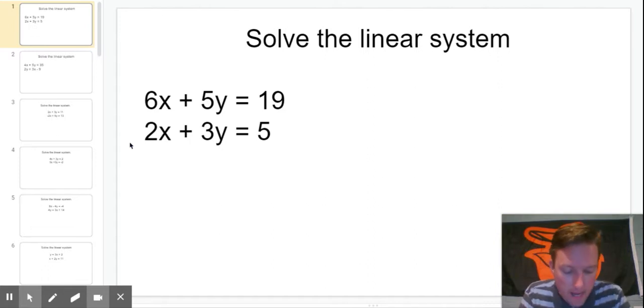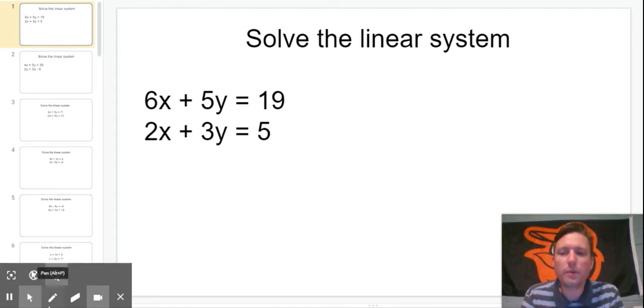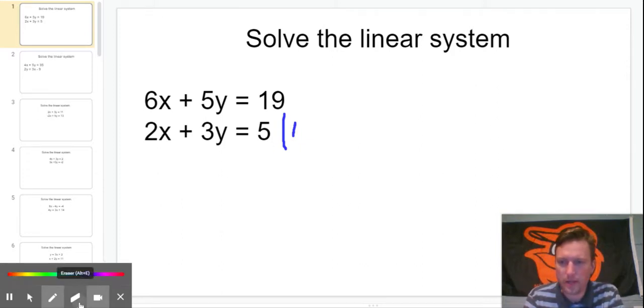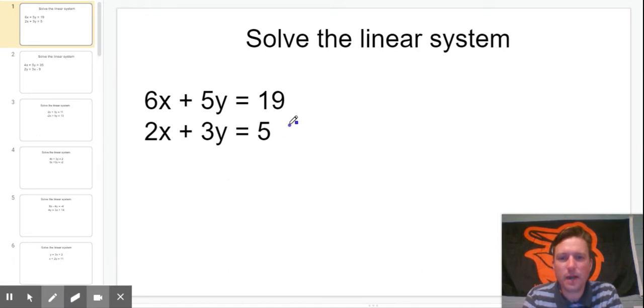Did you say multiply it by negative 3? You would be right. So what we're going to do is multiply this entire equation by negative 3. Let's just erase the whole thing. We're going to multiply it by negative 3. Now, watch what happens here.